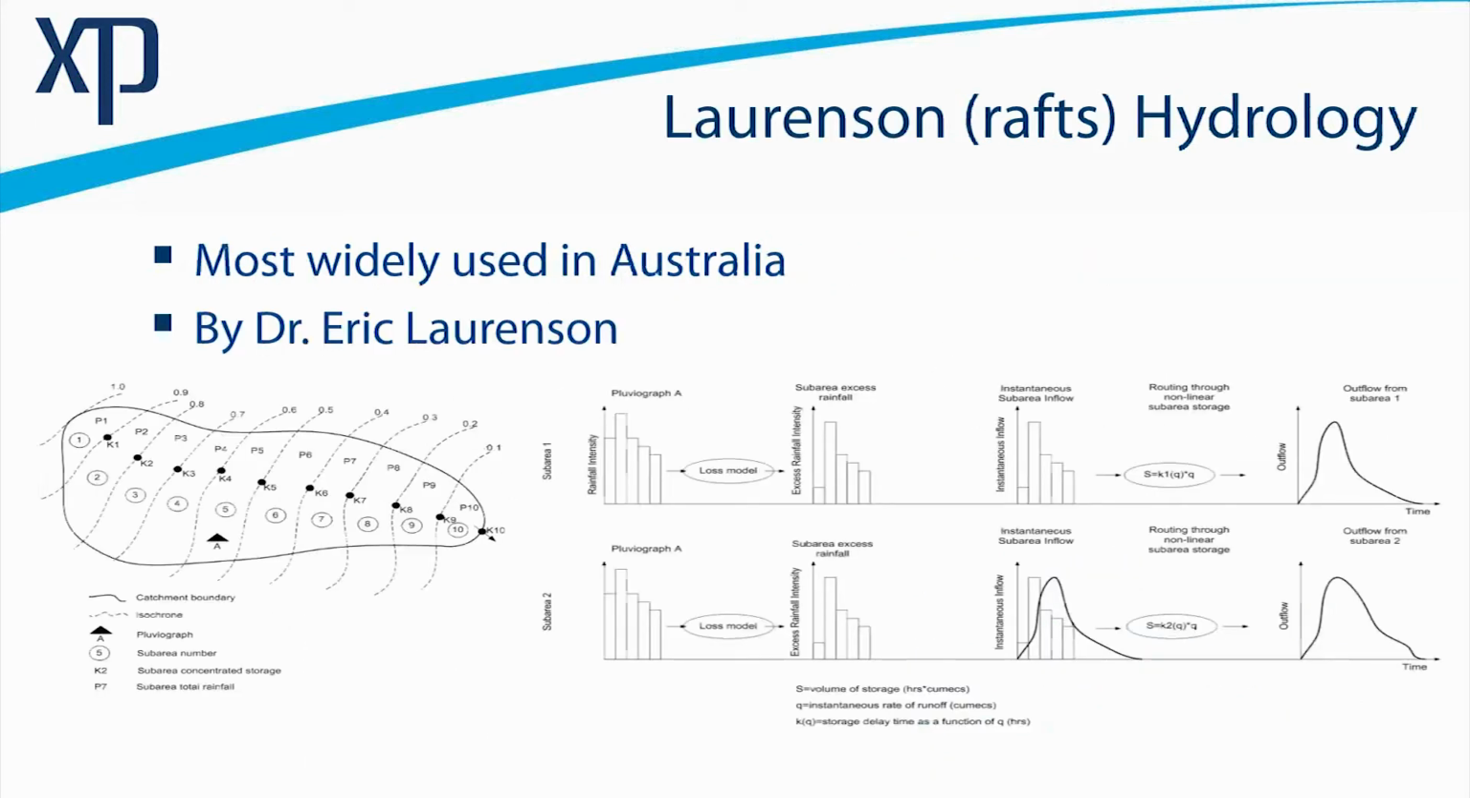This Laurenson's or RAFTS hydrology is very common here in Australia, but it is also very common in Malaysia, developed by Dr. Laurenson, and it runs on this principle where any individual catchment is broken up into 10 sub-elements, routed internally, and based on a storage equation. And that storage equation is a function of catchment area, the roughness of the catchment, an urbanisation factor, so that's a function of the fraction impervious, and roughness details.